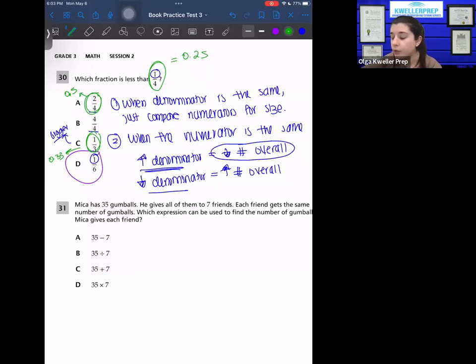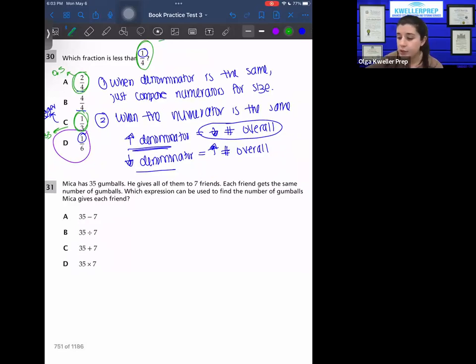Okay, so moving on to the next one, we have Micah has 35 gumballs. He gives all of them to 7 friends. Each friend gets the same number of gumballs. Which expression? So I know already, right? We have each. It's not going to be subtraction. It's not going to be addition, right? I'm choosing between division and multiplication.